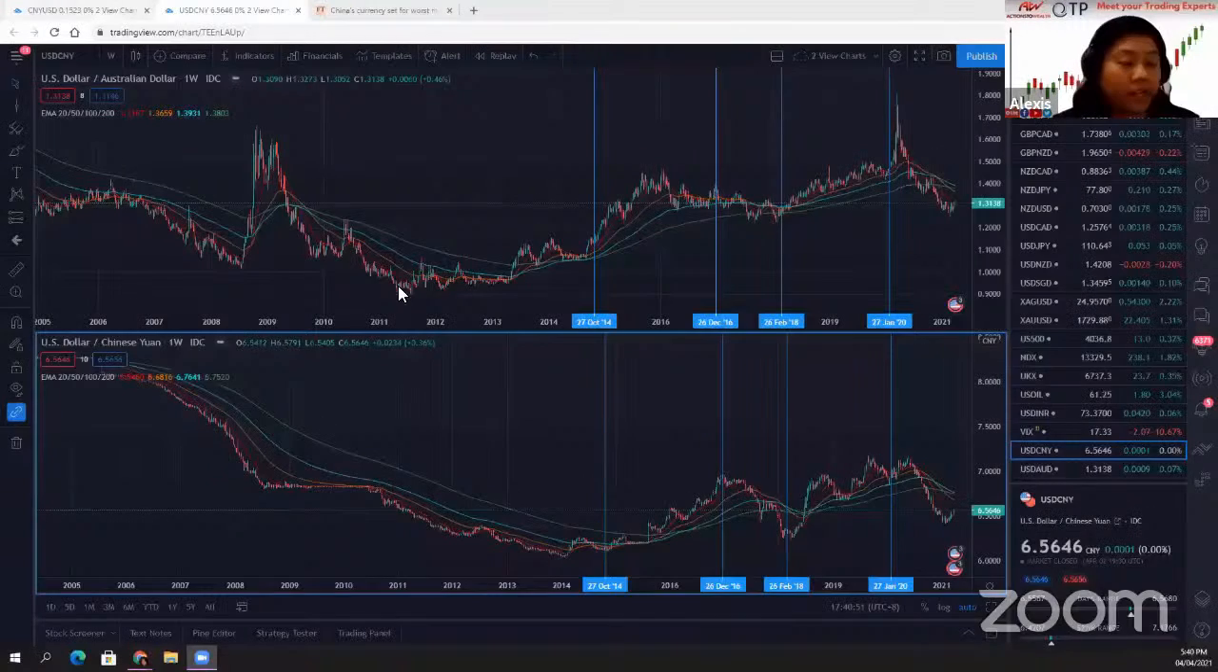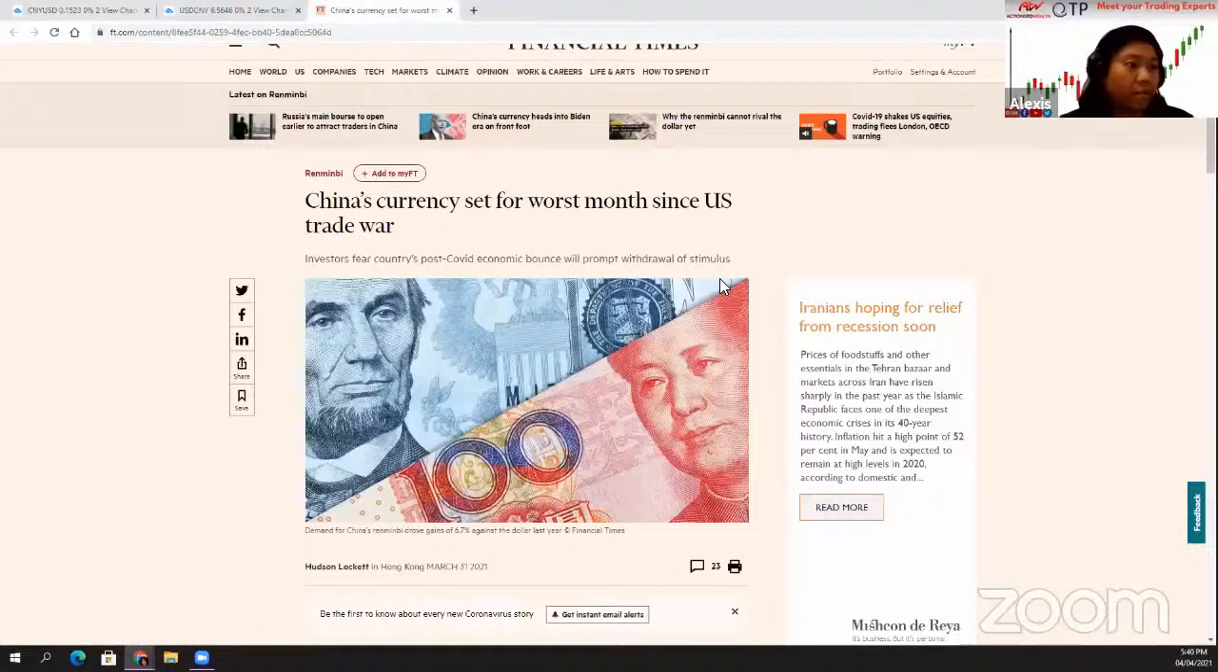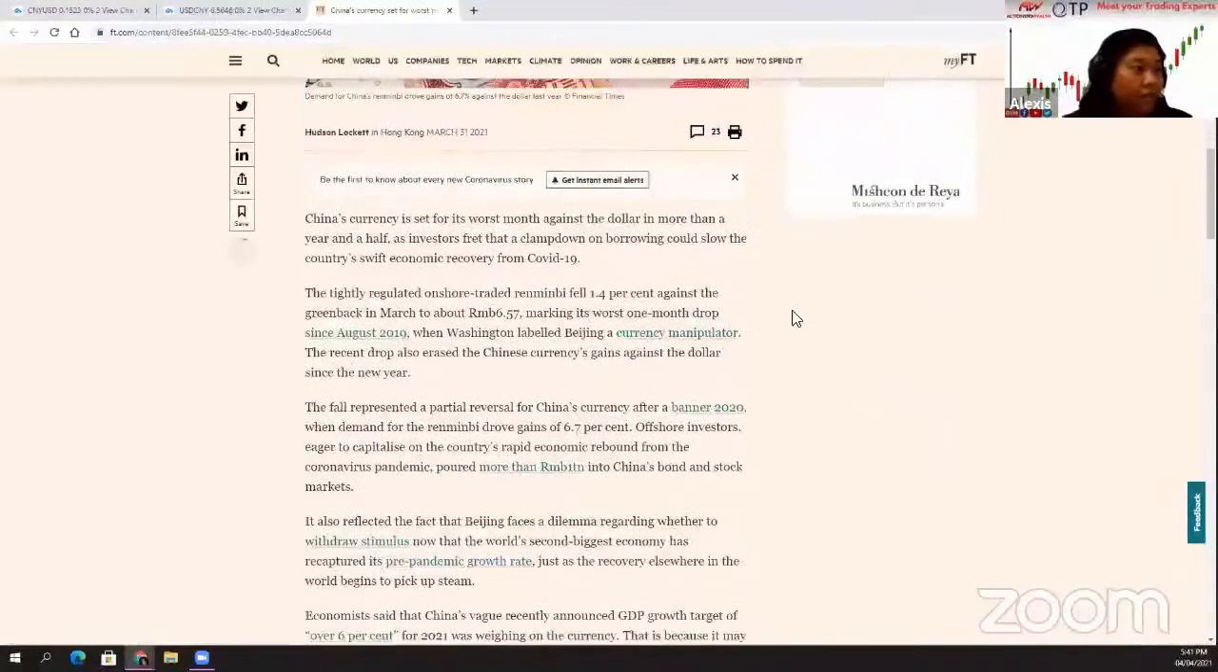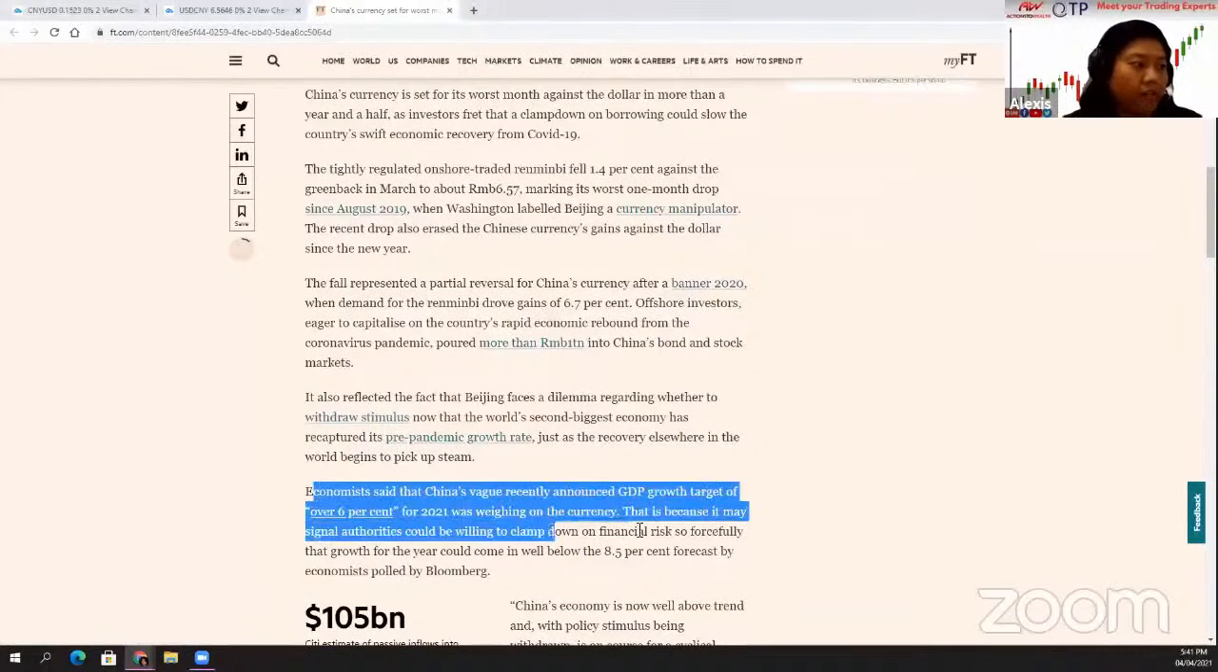So what caught my attention was this article that popped out in the Financial Times, and it says that China's currency was set for its worst month since the U.S. trade war. So there is a bunch of stuff to read about how China might want to push down its currency, because they have had really fantastic growth, and they are having a dilemma on whether or not their growth target over 6% is weighing down on the currency.